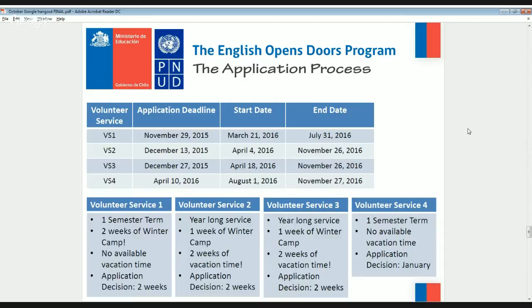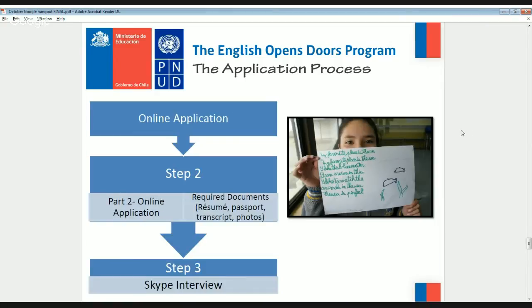And then also in terms of application decisions, it's important to note that for our VS1, 2, and 3 services, after the application process, we would get back to you with a decision within 2 weeks. But because our volunteer service doesn't start until August and the application deadline is in April, we would let those candidates know about their status in our applicant pool at the end of this 2015 year or the beginning of 2016. So let's talk specifically about the process.